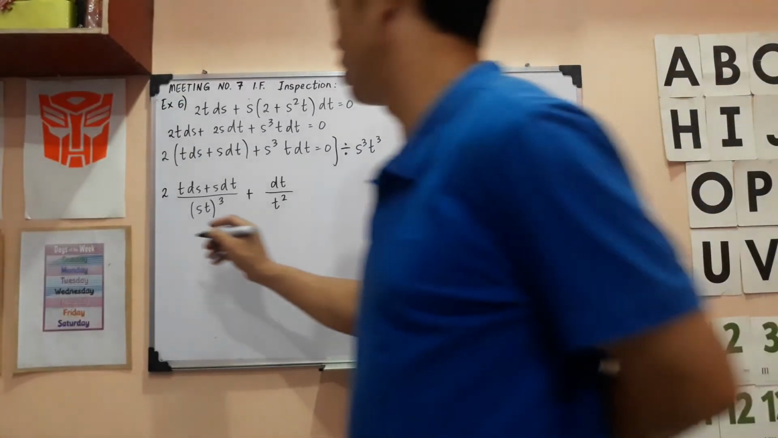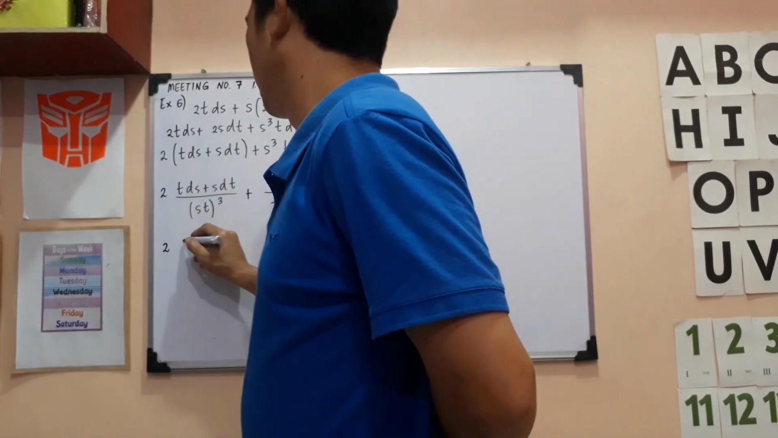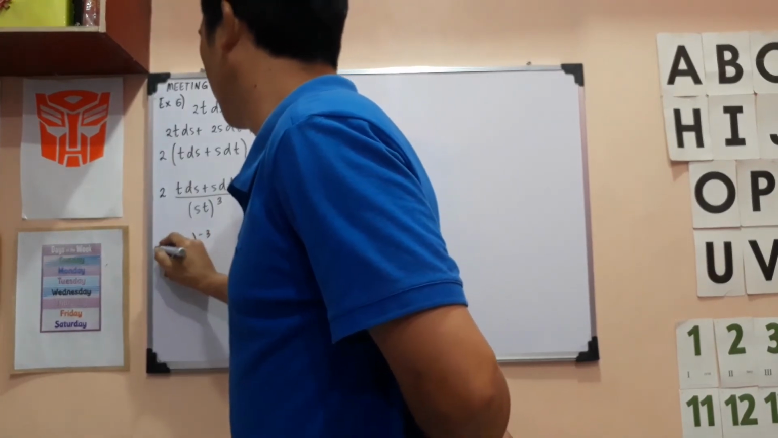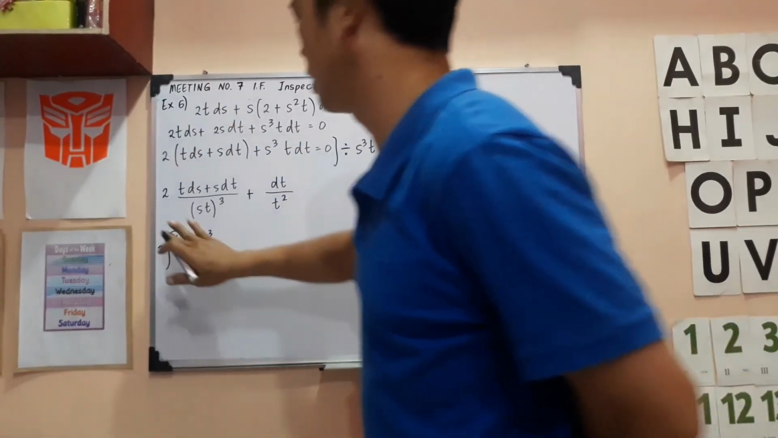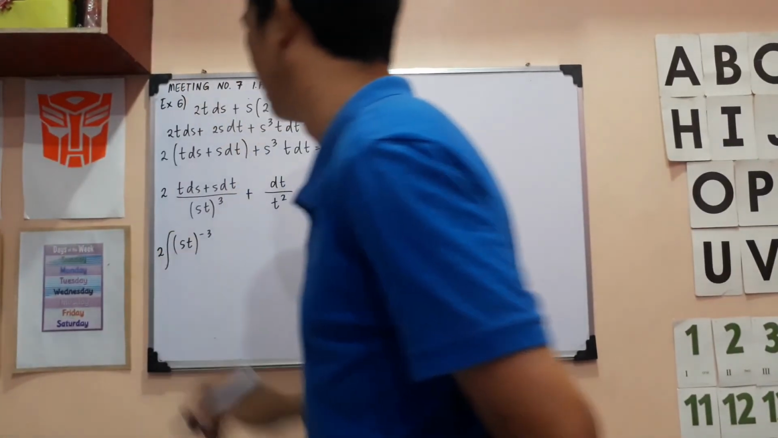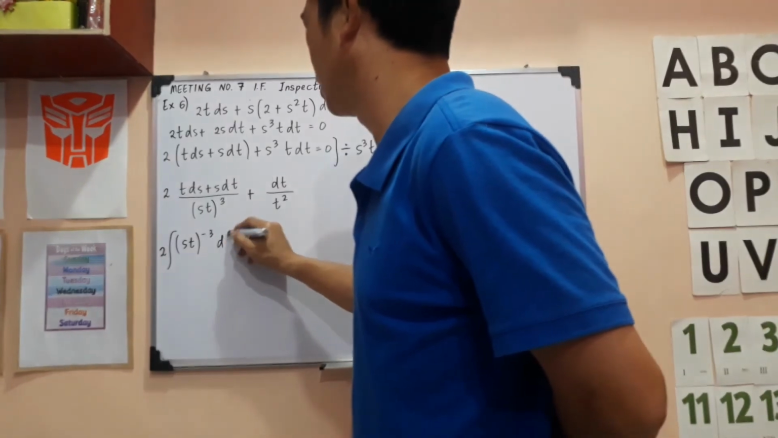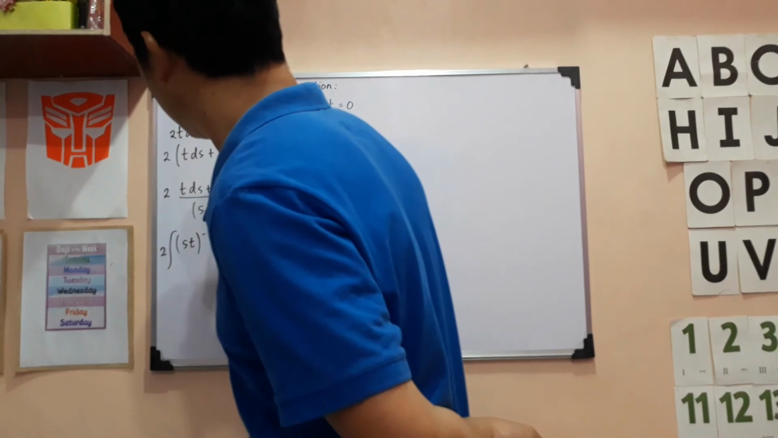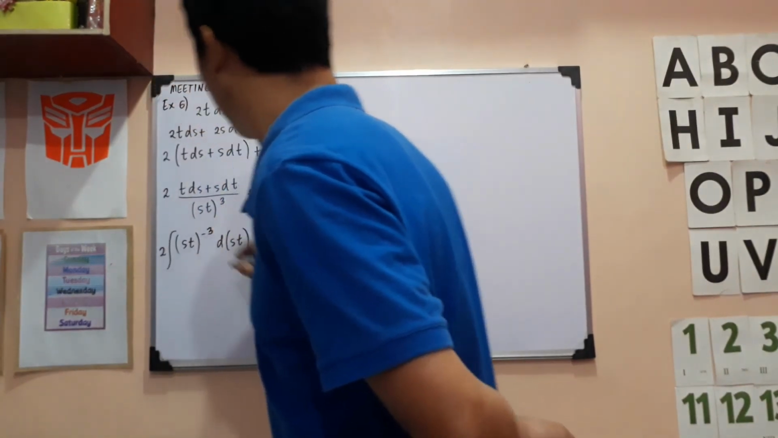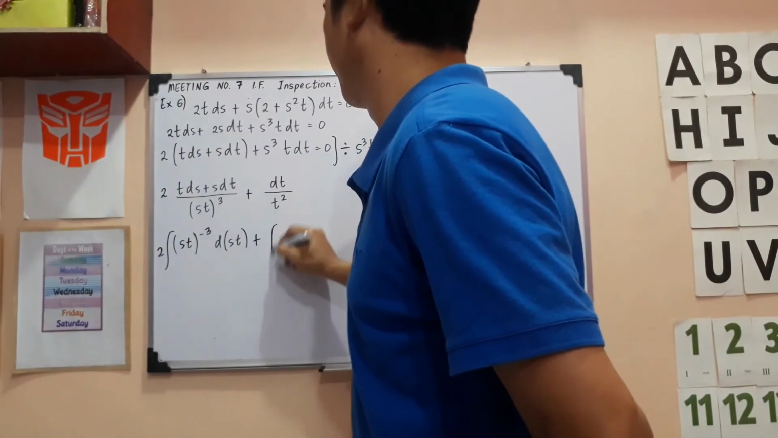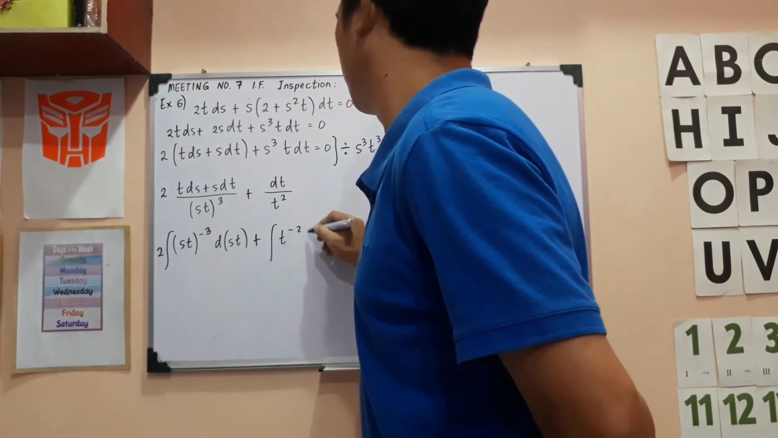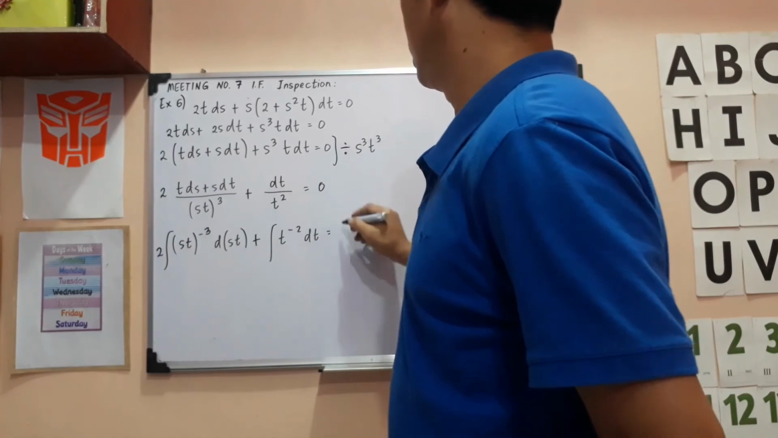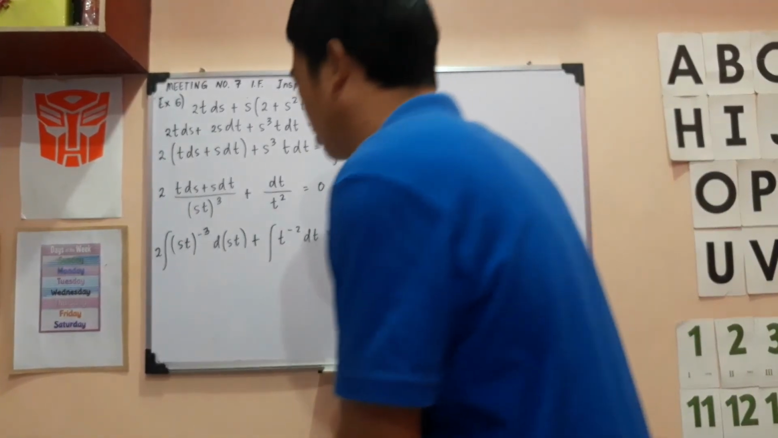And then, integrate mo ngayon, ano? So, 2, ano ngayon yan? st raised to negative 3, no? Pasok na natin yan, integral. Okay, labas, integral, nag-integrate. 2, integral. Ito yun, ano, di ba? And then, derivative of st. Oh, nga, no? Okay, so, power formula. And then, plus, okay, integral of t raised to negative 2 and then dt is equal to integral of 0. Wala nang problema.